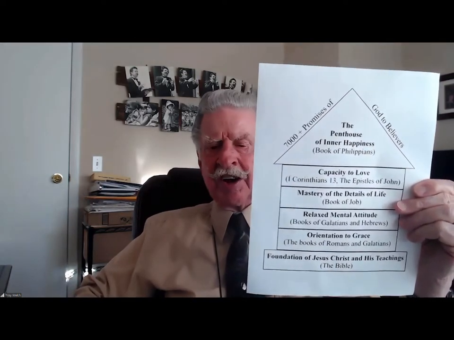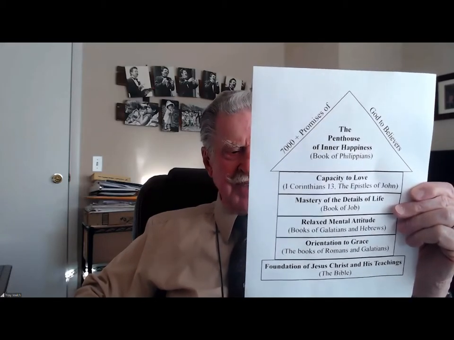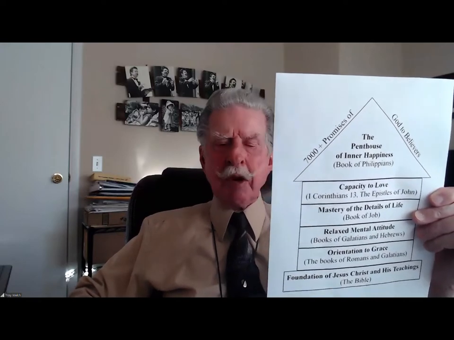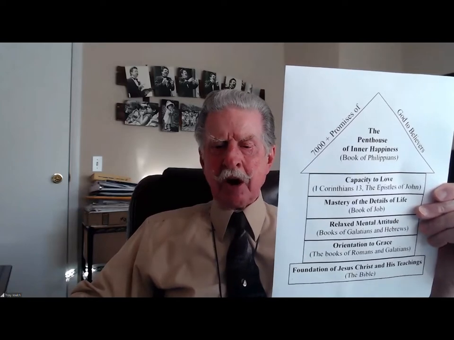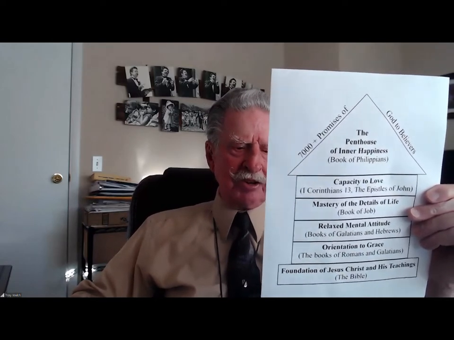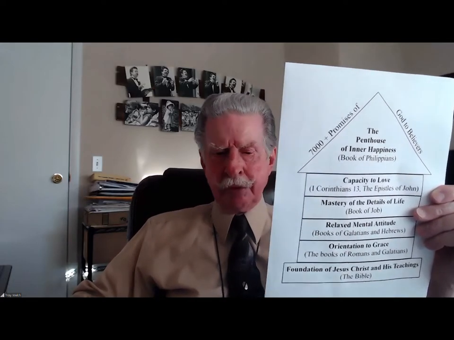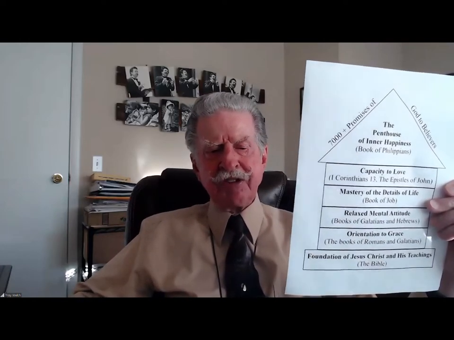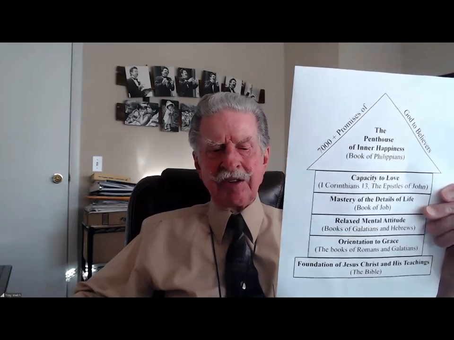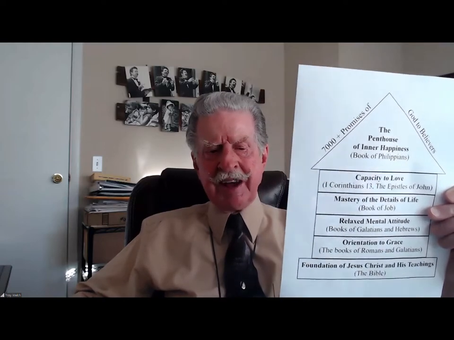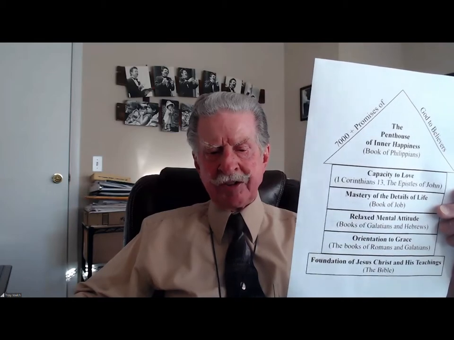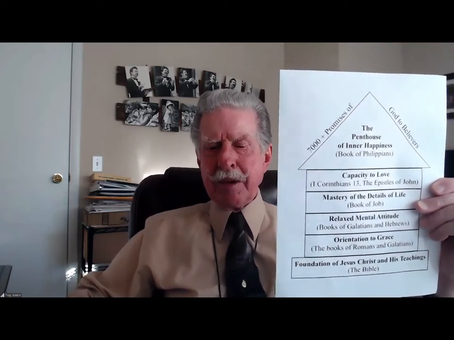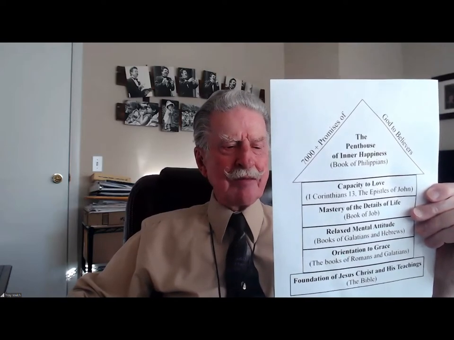And then the first floor is an understanding of grace, an orientation to grace. And the books of Romans and Galatians are crammed full of information that helps us in that area. As we become oriented to grace, we relax in our mental attitude. A mark of a believer is the degree to which he has relaxed in his mental attitude. And we include the book of Galatians and Hebrews as being key. Now, all the Word of God is foundational for that, but these epistles have specific information and guidance for us in those areas. And then mastering the details of life, that is, not being dependent upon our circumstance for happiness, but finding happiness regardless of our circumstance. The book of Job is good biblical fodder for developing that level of maturity in your life.